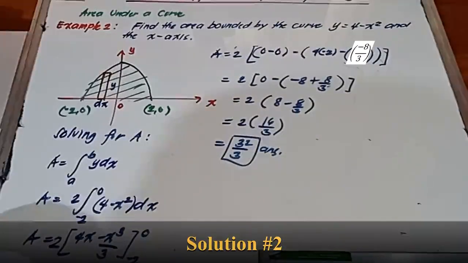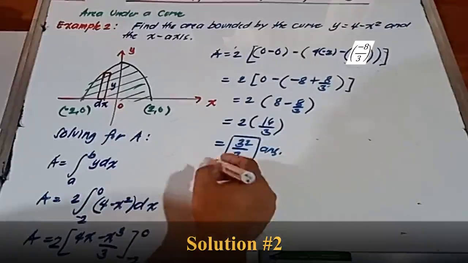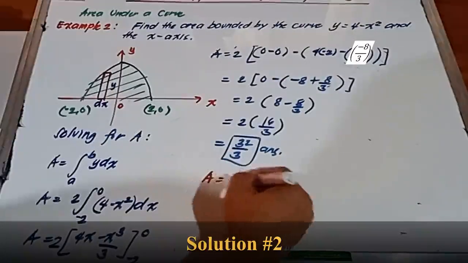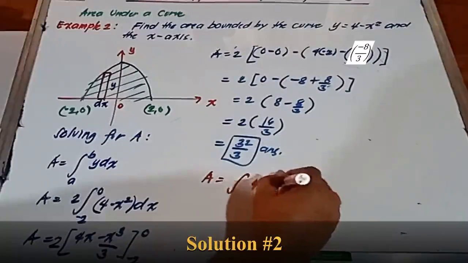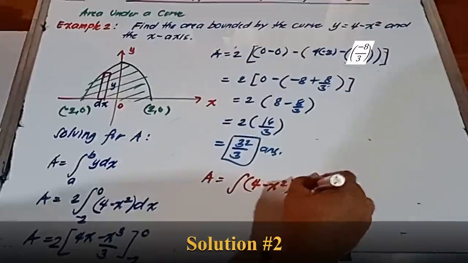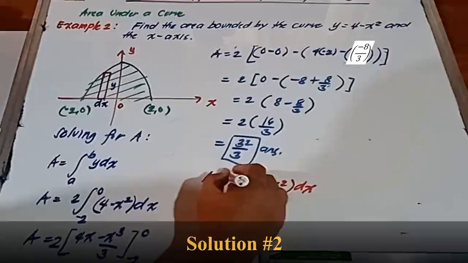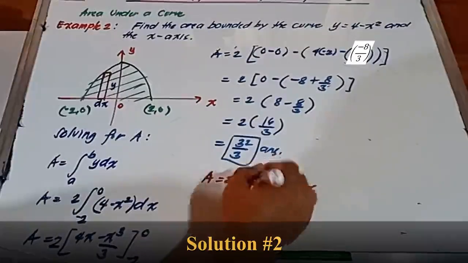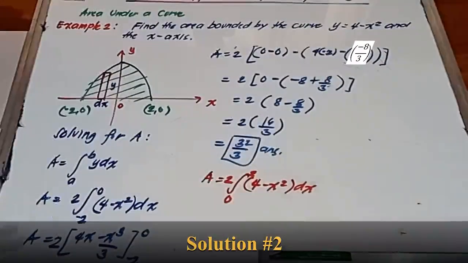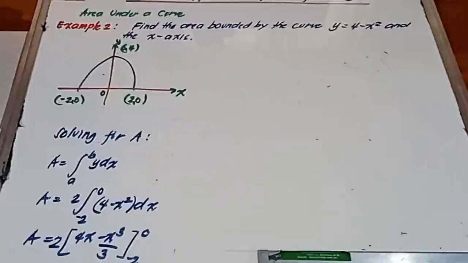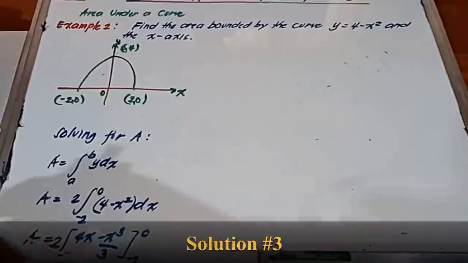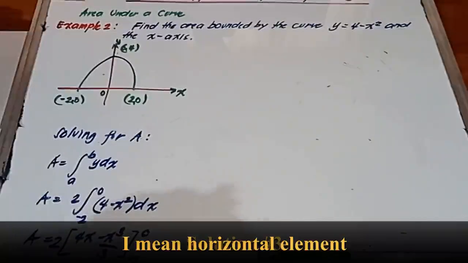Pwede rin naman, try nyo to. Area equal to integral of 4 minus x squared dx from 0 to 2. Okay? Times 2, from 0 to 2. At mapapansin nyo, ganun din ang lalabas na sagot. Or pwede naman nating gamitin ay vertical element naman in finding the area bounded by the curve and the y-axis.